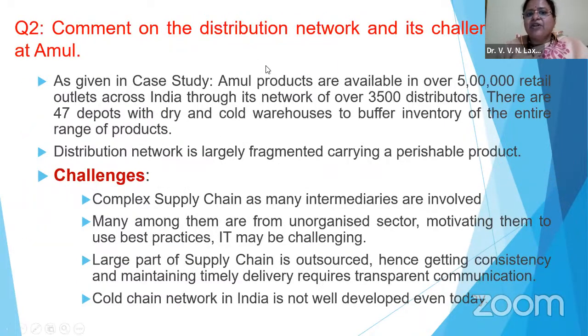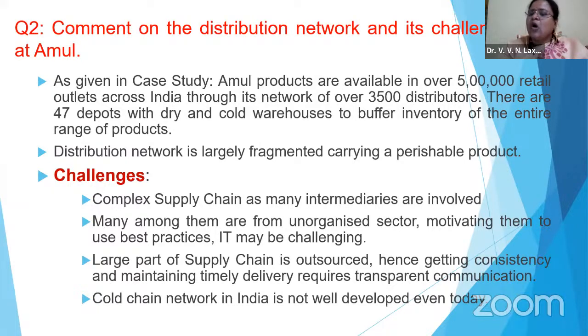Then, comment on the distribution network and its challenges. Let me put some light on the challenges. The infrastructure is very complex. The supply chain is complex, mainly because the product is perishable in nature. You cannot store it for a very, very long time without treating it with some type of homogenization or pasteurization.